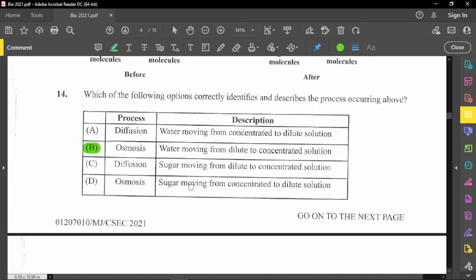case. It's sugar moving from concentrated to dilute, which is not a correct statement because remember, sugar does not move by osmosis. Water moves by osmosis. Sugar will move by diffusion, or in some cases, active transport, depending on the cell or depending on where they are, the type of organism. All right, but once you see osmosis, it is the movement of water from a dilute to a concentrated solution and must go across a membrane.